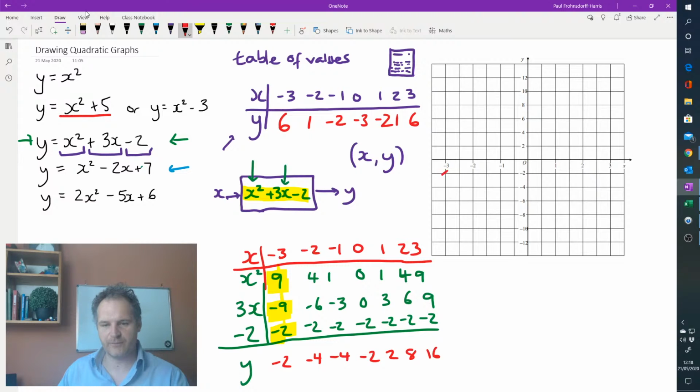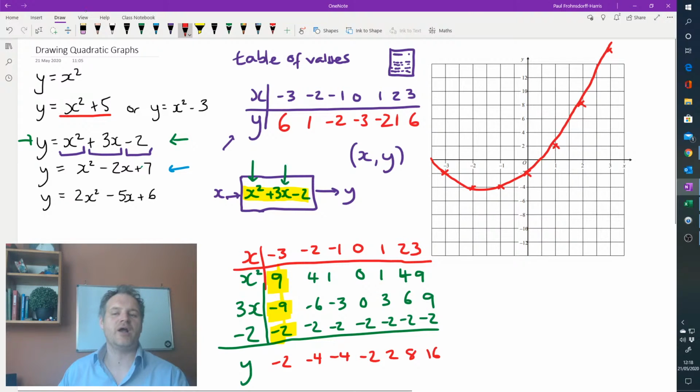-3 goes to -2. -2 goes to -4. -1 also goes to -4. And 0 goes back up to -2. 1 goes to 2. 2 goes to 8. And 3 goes to 16, which technically is about there. We're going to carry on this line.